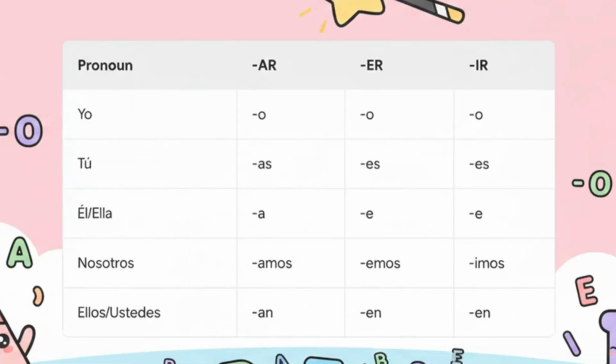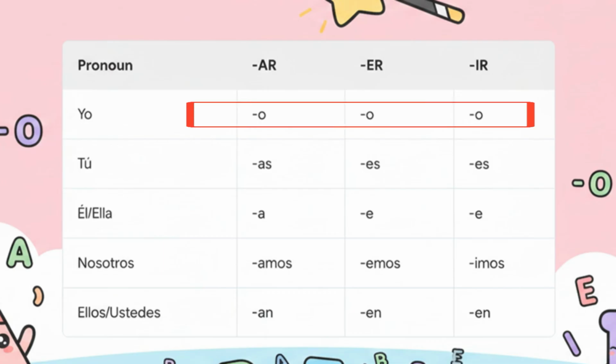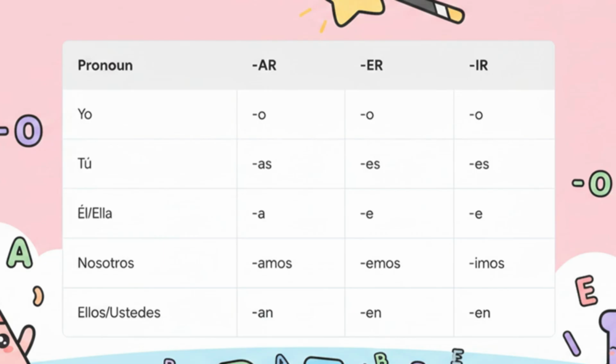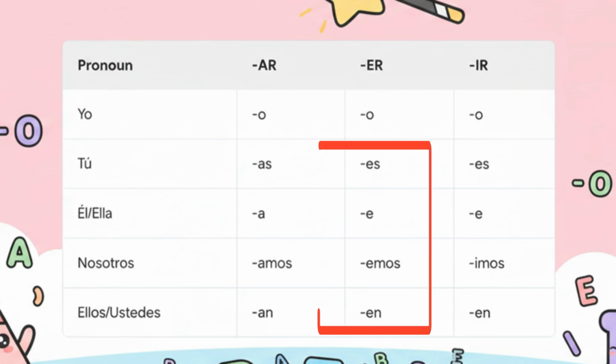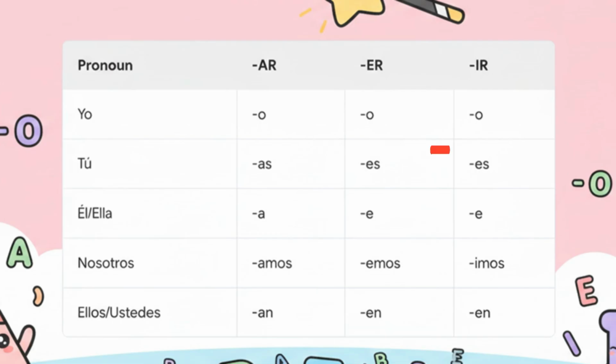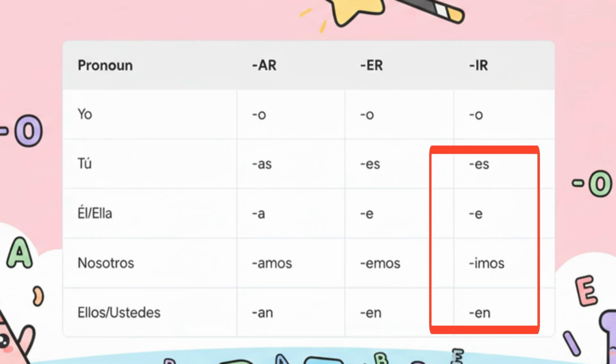So, once you have your stem, you bring in the magic endings. These endings are your ultimate blueprint. And notice how beautifully organized this is across the families. If you look at yo, meaning I, the ending is incredibly friendly. It almost always ends in simply an O, totally regardless of the verb family. For the other pronouns, the vowels kind of follow the verb's family name. The AR family uses a whole lot of A's: as, a, amos, an. The ER family relies really heavily on E's, and then the IR family is this neat mix of E's and I's.